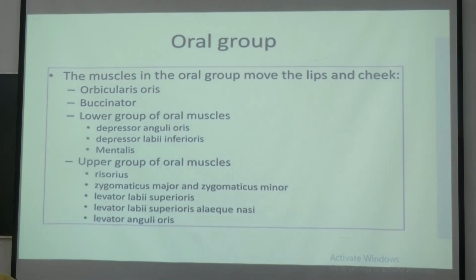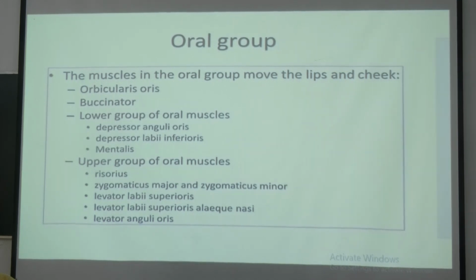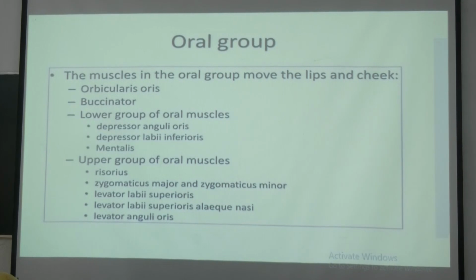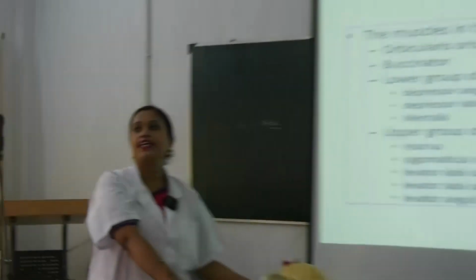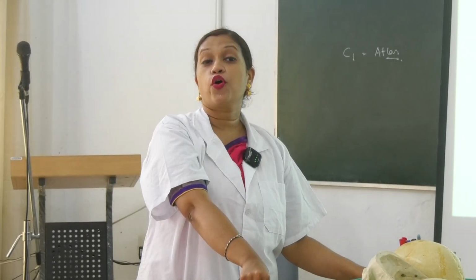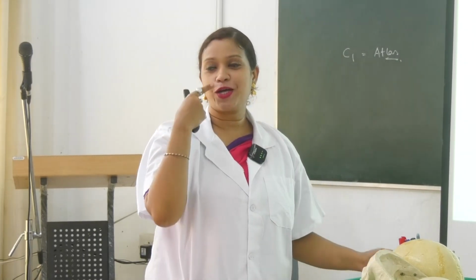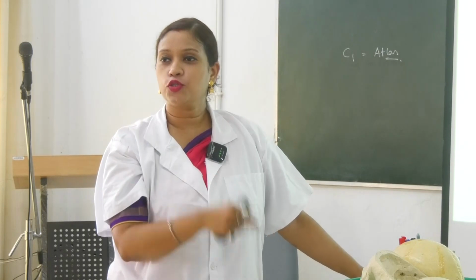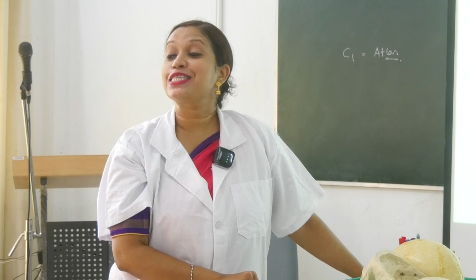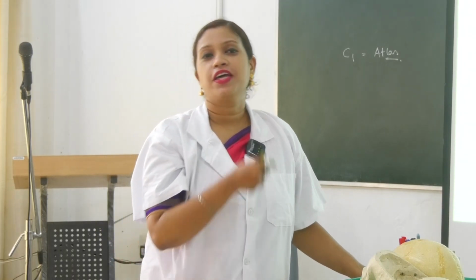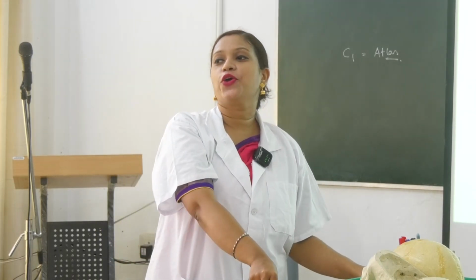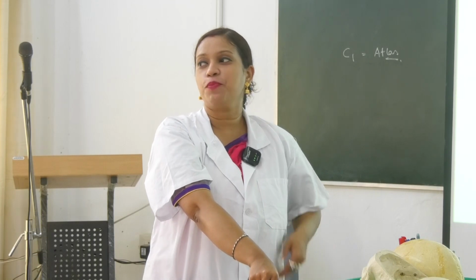alaeque nasi. So I am talking about this, the longest muscle name. Do you know the function of this muscle? Levator labii superioris alaeque nasi. Whenever you are ignoring anything, okay, it is present below the nose and also on the superior lip, right? So that is the muscle of ignorance, write it down. Levator labii superioris alaeque nasi, very much important.